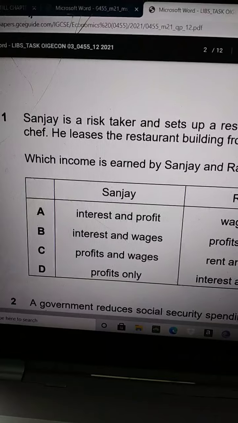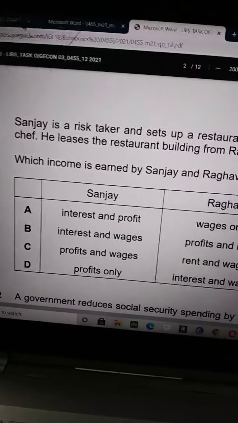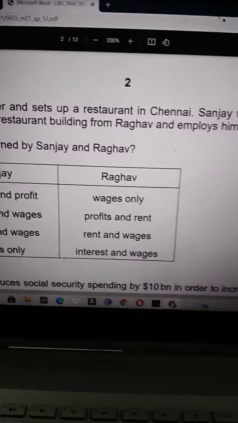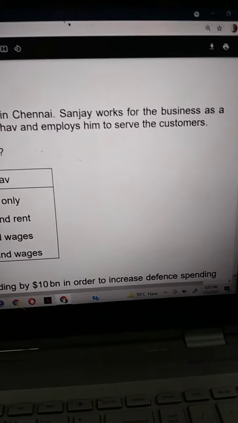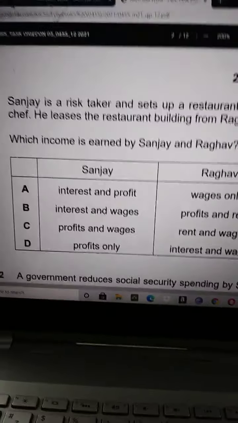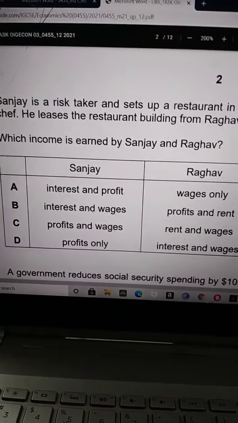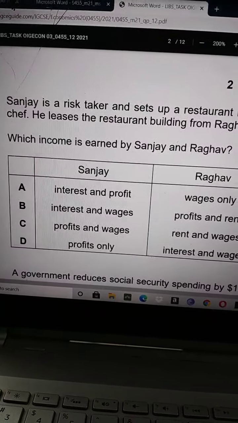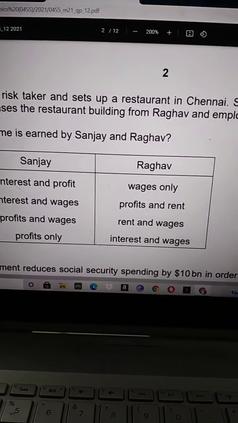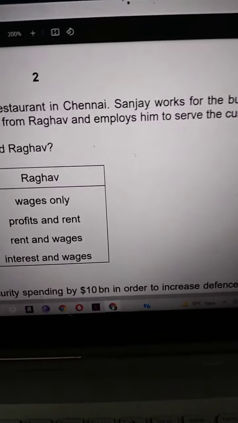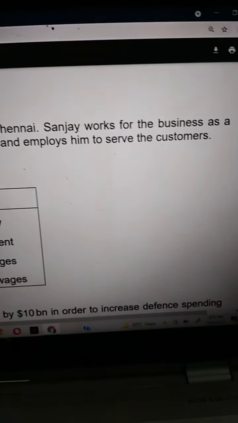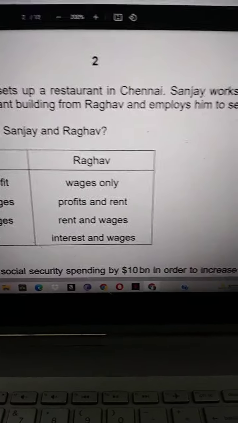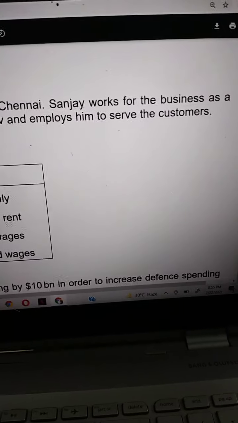The first question was about two individuals. Sanjay is a risk taker and sets up a restaurant in Chennai, and Sanjay works for the business as a chef. So he is doing two things. One, he is running a business, and secondly, he is also working as a chef. He leases the restaurant building from Raghav. So Raghav is the other individual and employs him to serve the customer. So Raghav has rented out the building, and he is also working in the same restaurant.